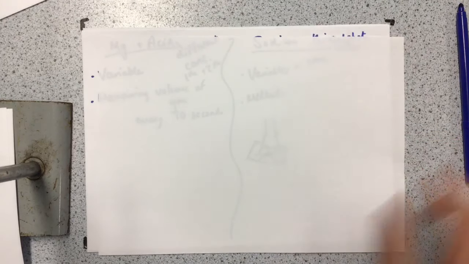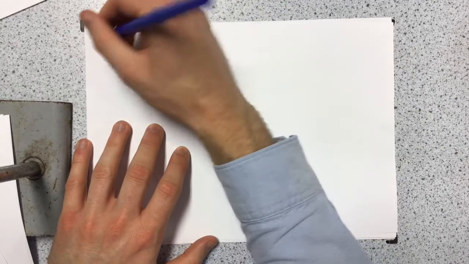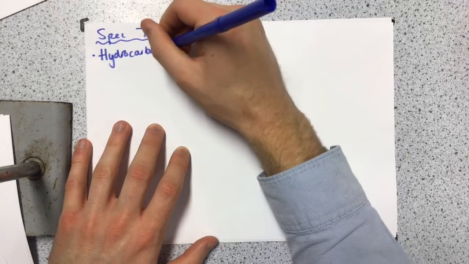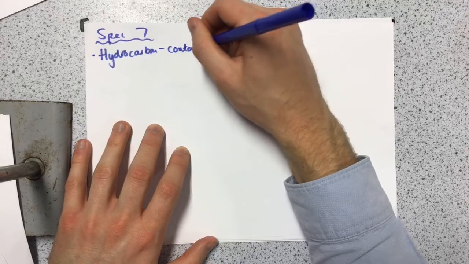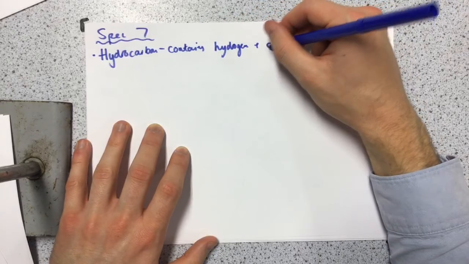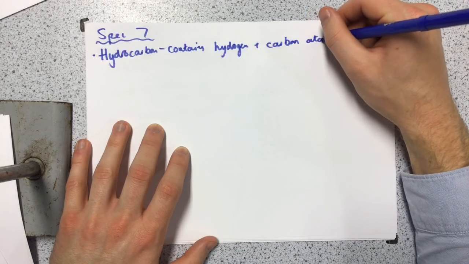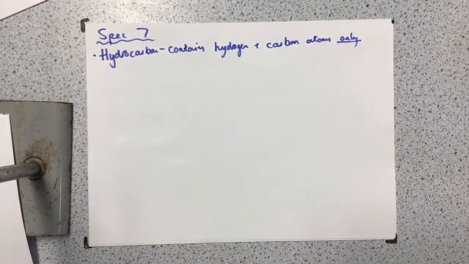So, Spec 7. It shouldn't take too long to go through Spec 7. So firstly, you just need to know some simple definitions. So we've got hydrocarbon. These things come from crude oil. So hydrocarbon contains hydrogen and carbon only. Keyword only there. Atoms only. 2 marker usually. You get a mark for saying that bit, you get a mark for saying only.